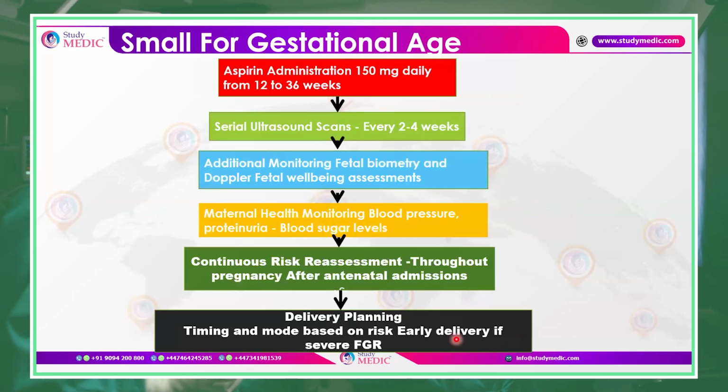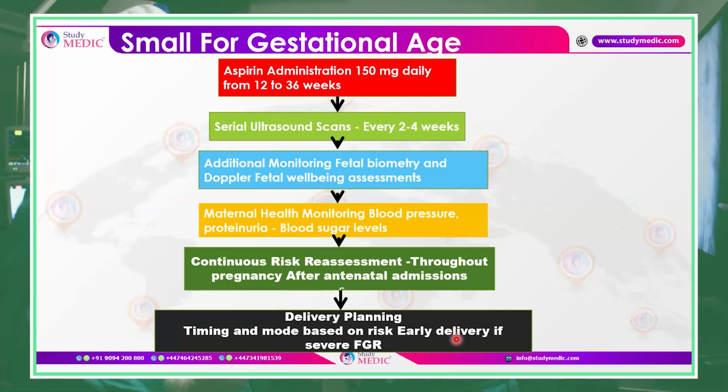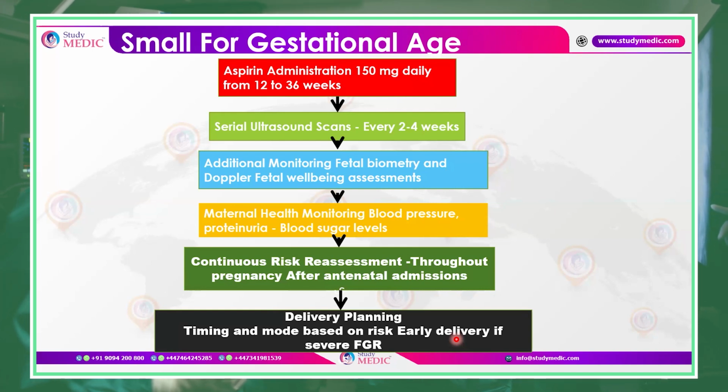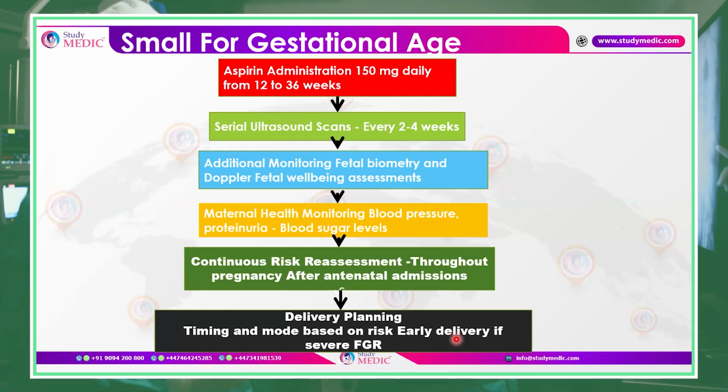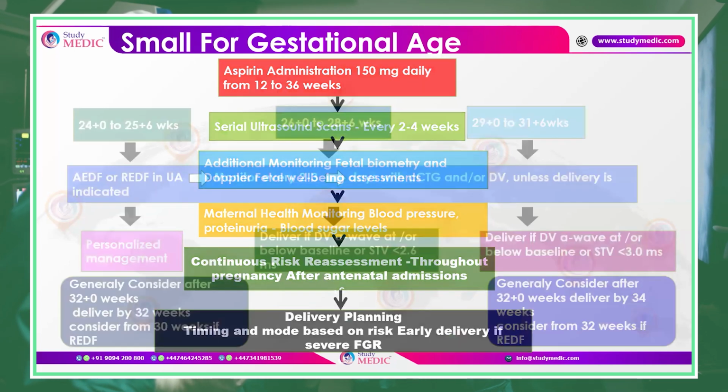Aspirin administration 150 milligrams daily from 12 to 36 weeks. Serial scans every 2 to 4 weeks. Additional monitoring and fetal biometry and Doppler fetal well-being assessment. Maternal health monitoring: blood pressure, GDM, anemia correction, all these come. If any complication arises, you have to correct that. Continuous risk assessment throughout pregnancy and delivery planning and timing all depend upon the presence of risk factors, and you will plan delivery early if that is severe IUGR.